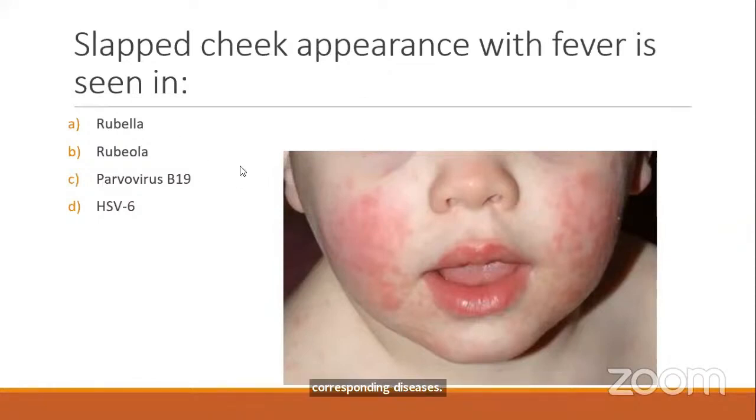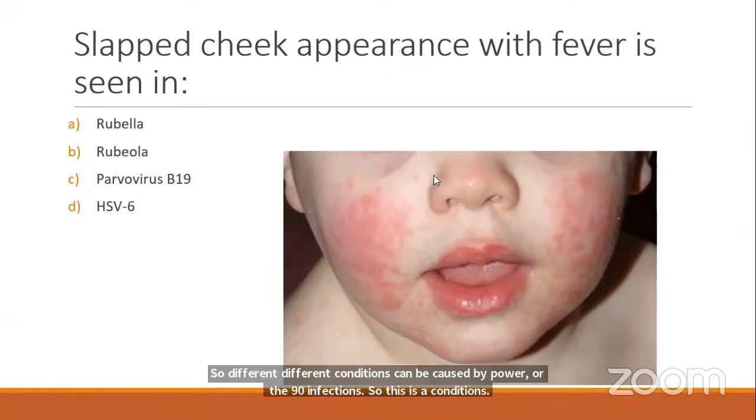Parvovirus B19, I have told, is a DNA virus. So it can cause different kinds of conditions. This is one of the clinical conditions which can be seen in parvoviral infection, that is erythema infectiosum. Other conditions are aplastic crisis, transient aplastic crisis, then erythroblastosis fetalis like appearance. So different conditions can be caused by parvovirus B19 infection. So this is the slap cheek appearance in parvovirus B19 infection.